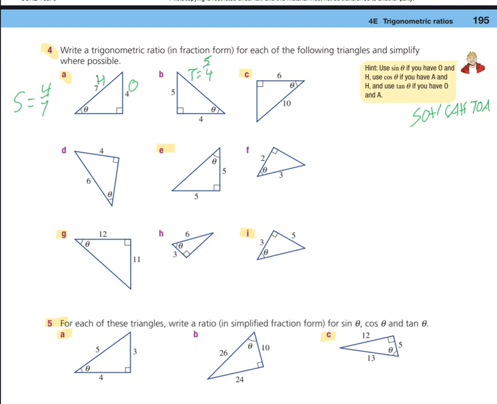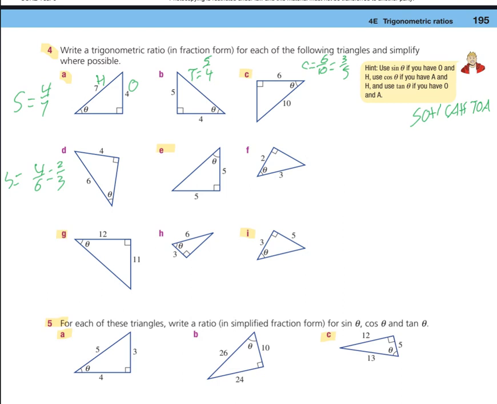This one is going to be hypotenuse and adjacent. So A and H, that's going to be cos equals adjacent over hypotenuse, 6 over 10, which equals 3 over 5. This one is going to be your opposite and your hypotenuse. So that's going to be sine. Sine equals 4 over 6. That obviously is 2/3 when you simplify.